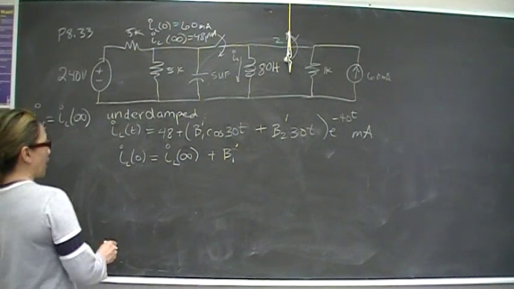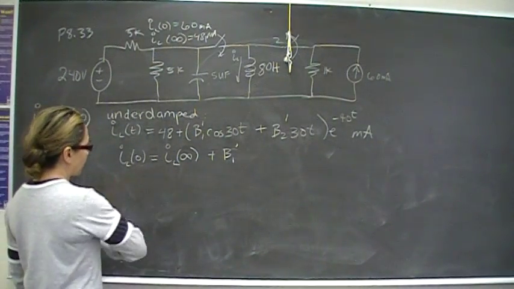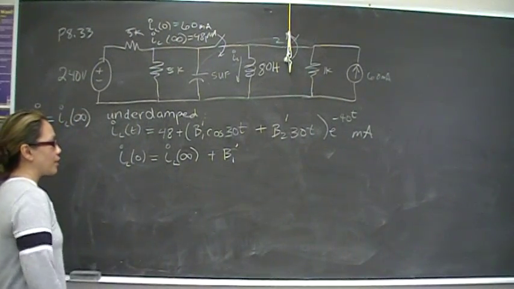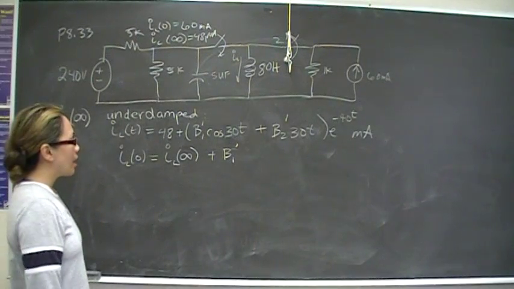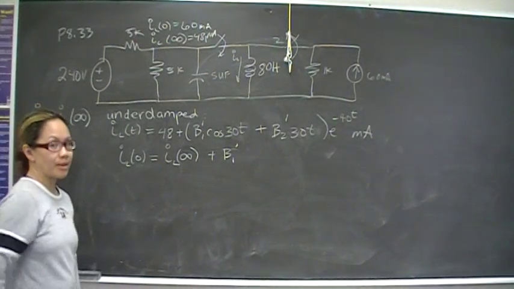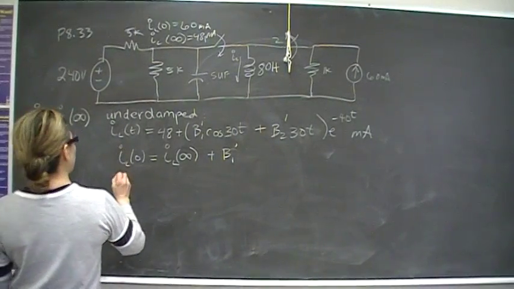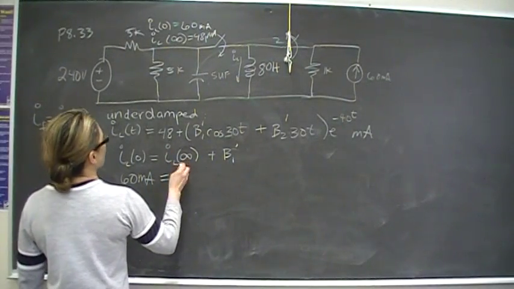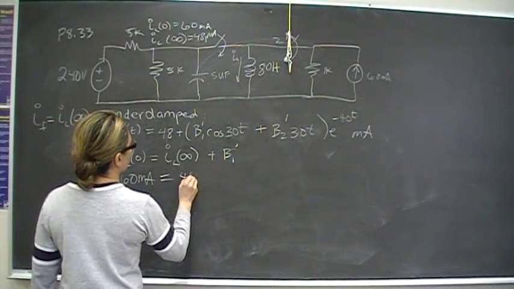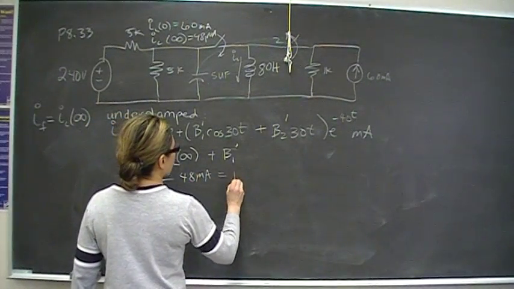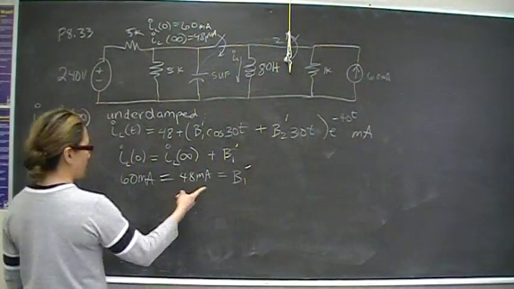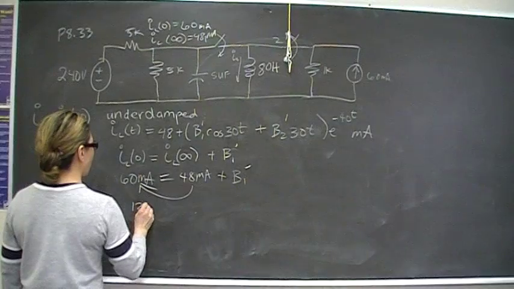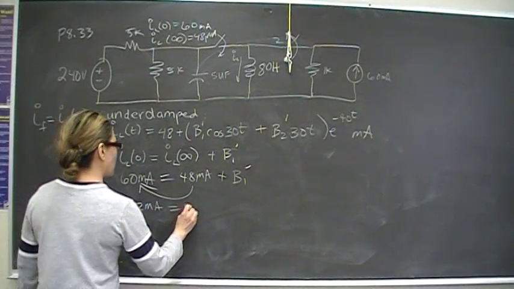Well, that's equation number 1, and fortunately for us, we actually have everything we need to solve this equation. Step number 1 was we found the current at times before the switching, and the current after the switching happens for a long time. What is our initial current? We have 60 milliamps. That's equal to current at time infinity, 48 milliamps, plus B1 prime. That's going to give us our coefficient B1 prime. So bring that over here, gives us 12 milliamps. It's equal to B1 prime.